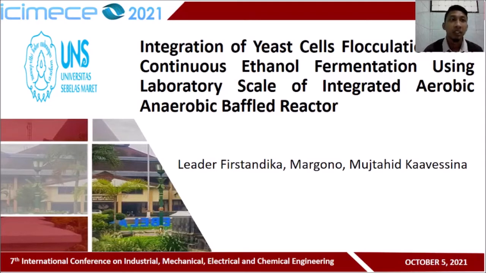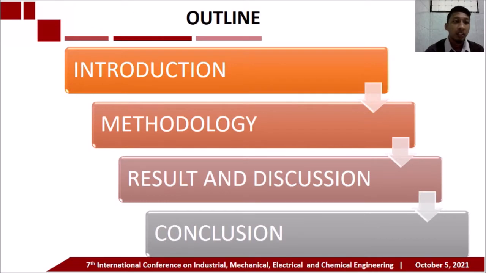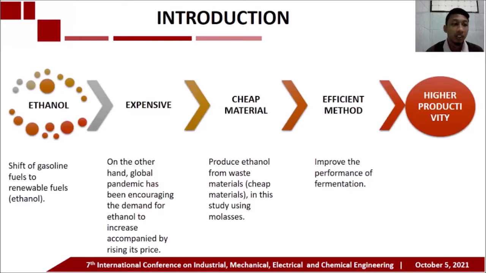I will present about integration of yeast cell flocculation with continuous ethanol fermentation using a laboratory scale of integrated aerobic and anaerobic baffled reactor. The outline of this paper consists of introduction, methodology, result and discussion, and then conclusion. First, for the introduction, this paper will concern how to make ethanol cheaper.